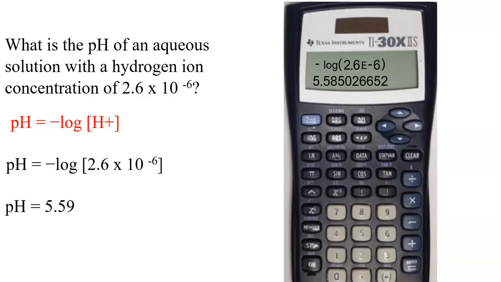We're going to need to round it to 5.59 given the other digits. But that's it. It's as simple as it can be. Just the negative log of the hydrogen ion concentration.